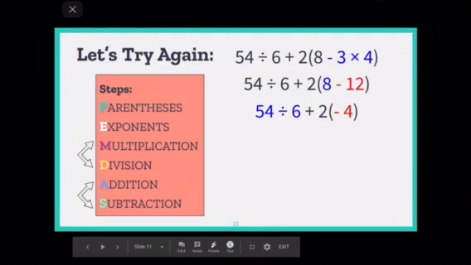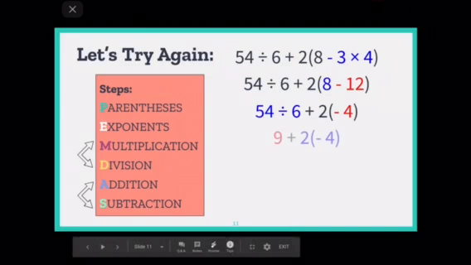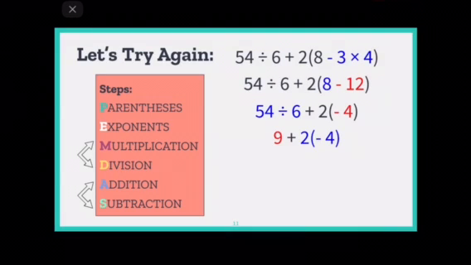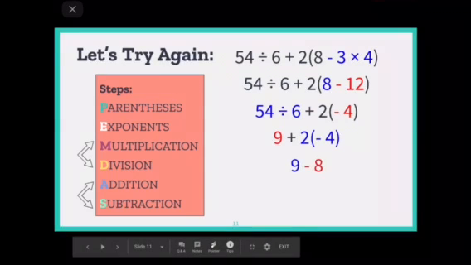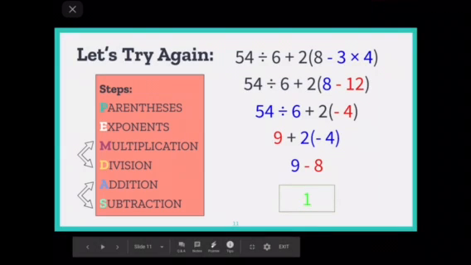Now that we're done simplifying the parentheses, we'll move on to the rest of the equation. Here we see we have 54 divided by 6 plus 2. We also know by PEMDAS that division comes before addition. So 54 divided by 6 equals 9. Now that we're done with that area, we'll go on to 2 times negative 4, which is negative 8. Now all we have left is subtraction, which is 9 minus 8 equals 1.